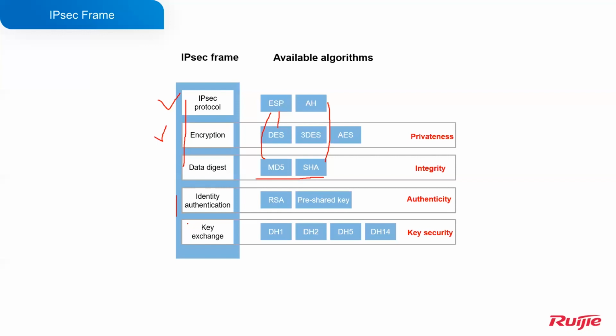And how do you make your key exchange? You can use DH 1, 2, 5, and 14, with this algorithm. This one will also be used in the IKE part. After using this algorithm, we can get the special key that is used in the IPSec SA. So this is the whole process of the IPSec frame. That's all. Thank you.